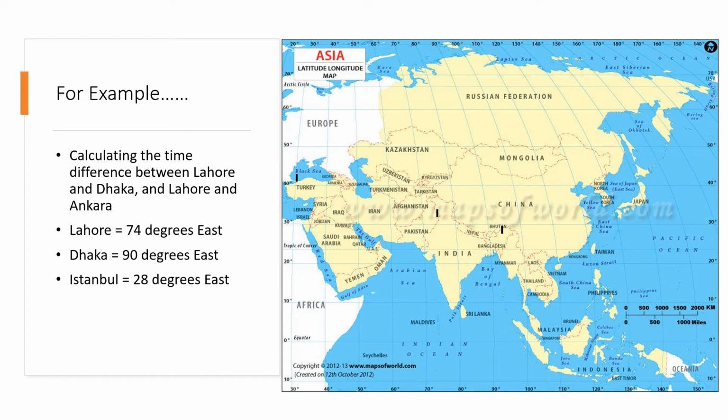Let's try to relate all these facts by solving an example. I have given you the longitudinal degrees of 3 cities, Lahore, Dhaka, and Istanbul. Lahore is situated on 74 degrees eastern longitude. Dhaka is situated on 90 degrees eastern longitude, and Istanbul is situated on 28 degrees eastern longitude. All three cities are situated in the Eastern Hemisphere. I'll help you to calculate the time difference between Lahore and Dhaka, and if you understand it well, then you have to solve the time difference between Lahore and Istanbul on your own.